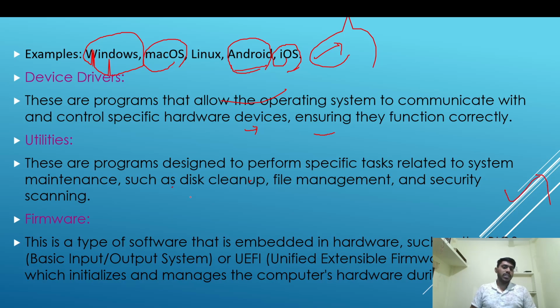Then firmware. What is firmware? Firmware is a type of software that is embedded in hardware. Okay, it comes embedded and added along with the hardware. So the BIOS, basic input output system, the unified extensible firmware interface, that's file management, disk management. Okay, all are coming under this. This is one example of system software: operating system, device driver, utilities, firmware.